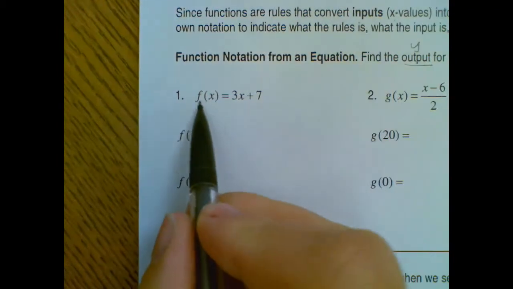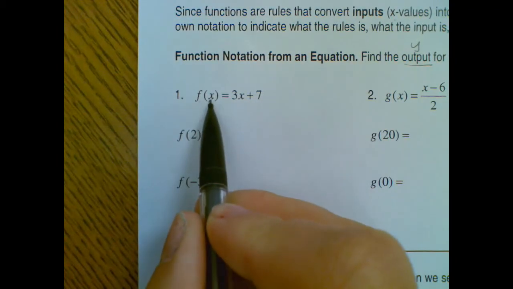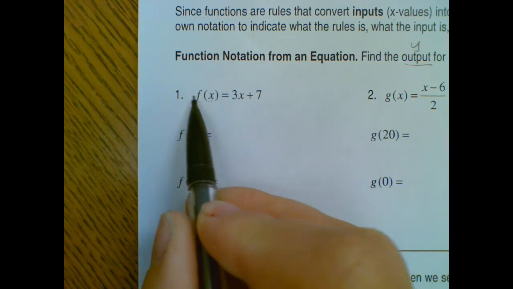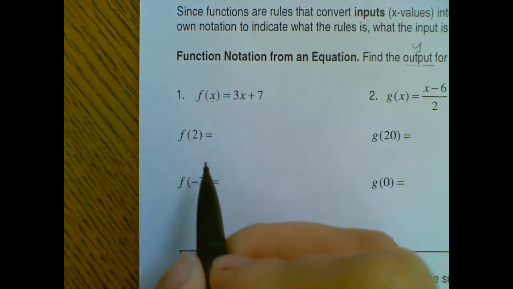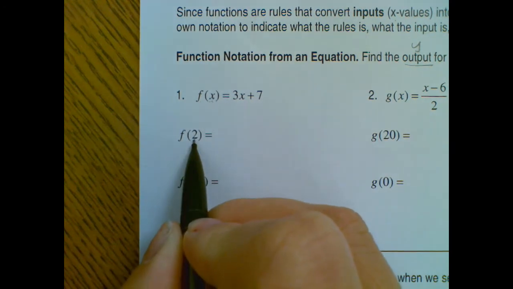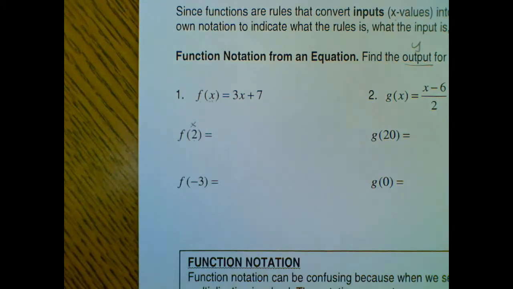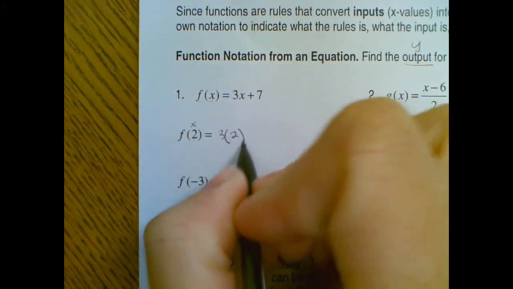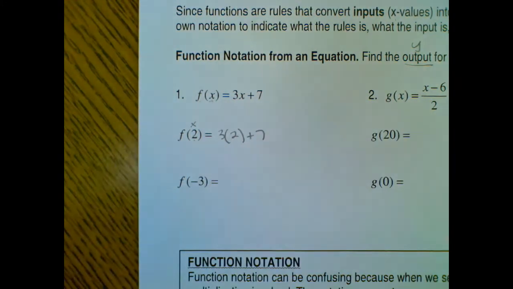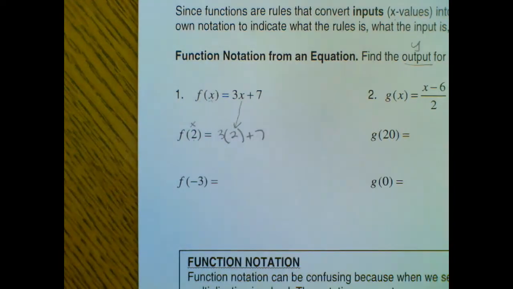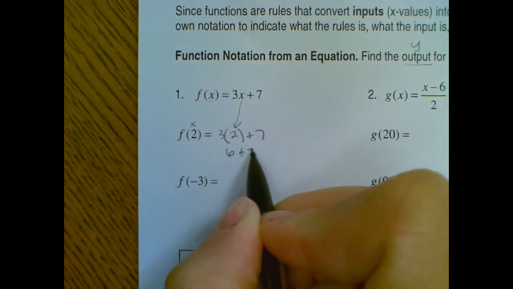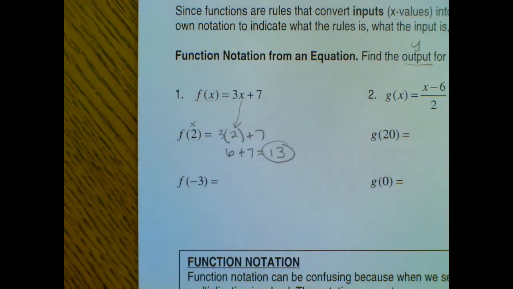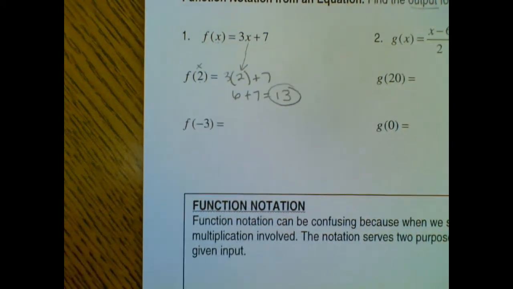And right here, f of x is saying x is the input and y, which is the same thing as f of x, is the output. So right here, when they say f of 2, they're saying x is 2, what is y? So our input is 2, so that means we're going to plug in 2 for x in our equation. So right here, x became 2. And so we can simplify that. 3 times 2 is 6. Plus 7 is 13.